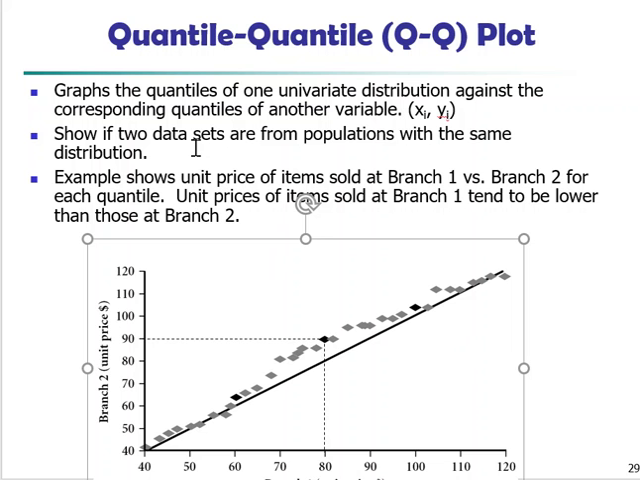So the idea is, we will sort the values from all the unit prices from branch 1 and branch 2.